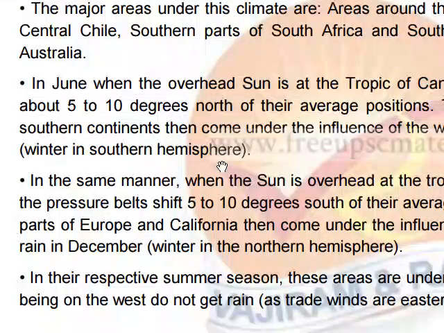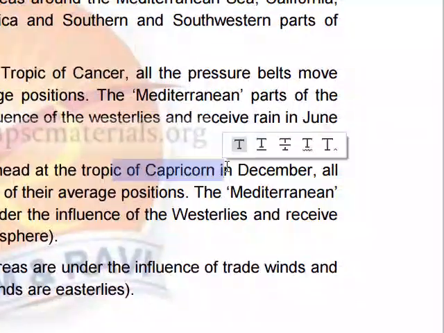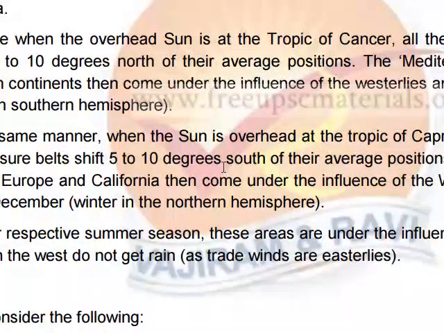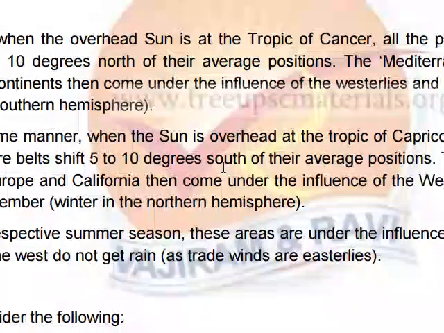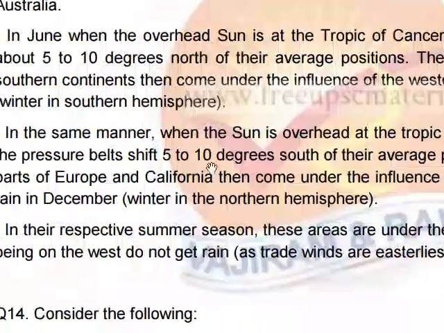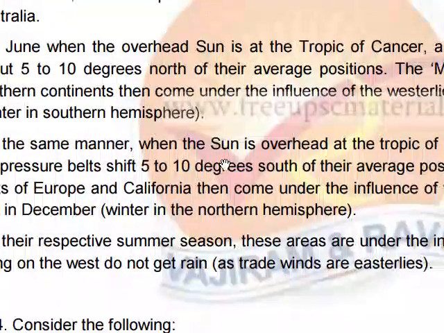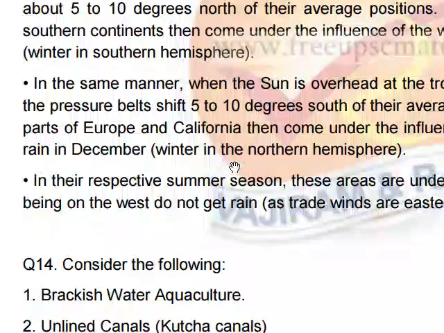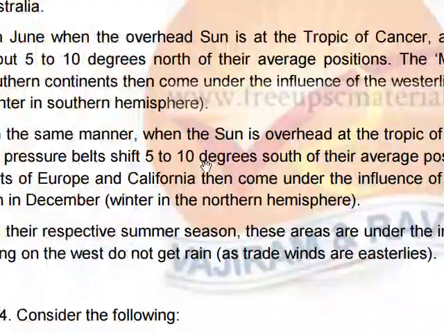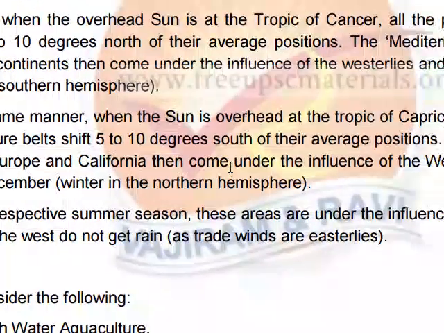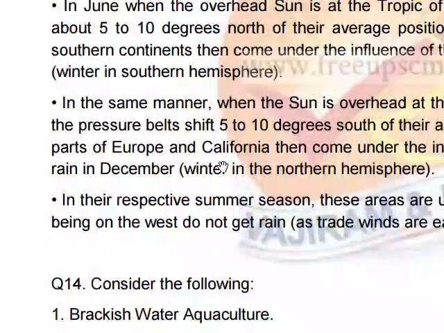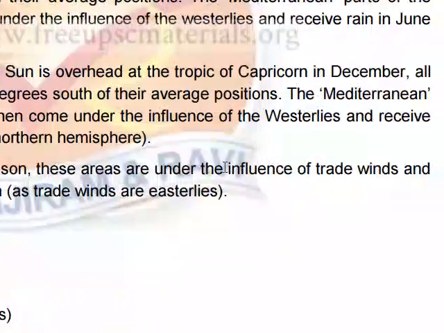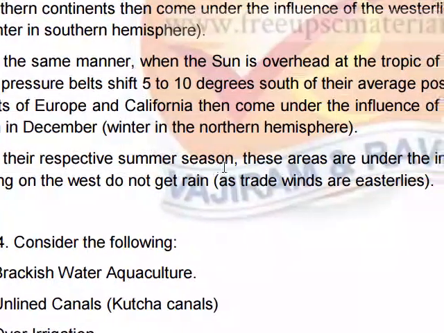In the same manner, when the sun is overhead at the Tropic of Capricorn in December, all the pressure belts shift 5 to 10 degrees south of their average position. The Mediterranean parts of Europe and California then come under the influence of westerlies and receive rain in December, winter in the northern hemisphere. In their respective summer season, these areas are under the influence of trade winds and do not get rain.